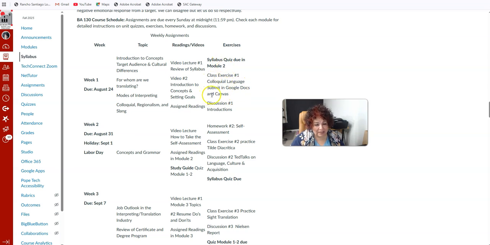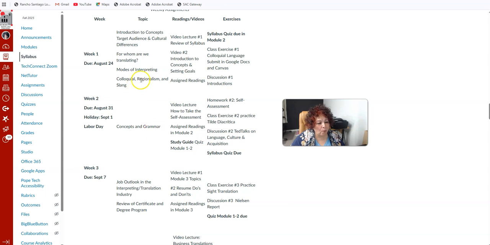In Module 1, you're going to do a class exercise, colloquial language in a Google Doc, and then you're also going to answer part of that assignment in Canvas, and then you're going to do a discussion. You can do the written discussion, you can post an audio, you could do a video. And you're going to learn the modes of interpreting, regionalism, and slang. Well, what does that mean, the definition for all of that?